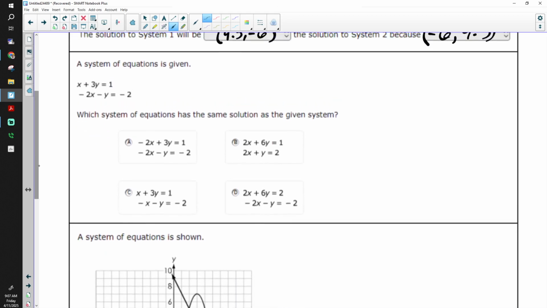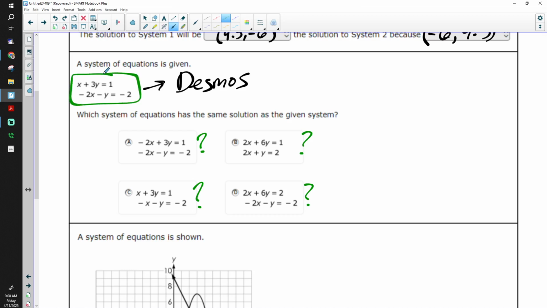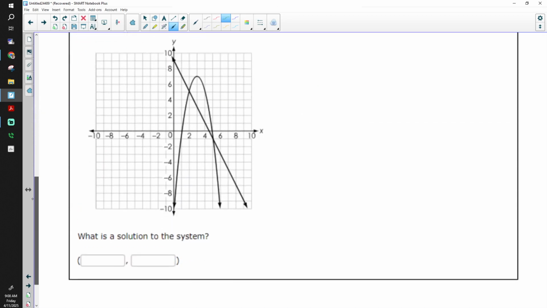Okay, next one. A system of equations is given. Which system of equations has the same solution? Okay, so you're plugging this into Desmos and finding your solution, and then you're going to check each one of these and find their solutions and figure out which one had the same solution as your original problem, all on Desmos.